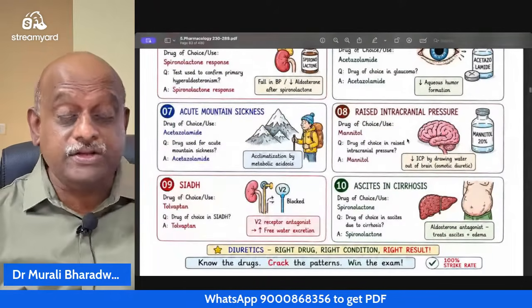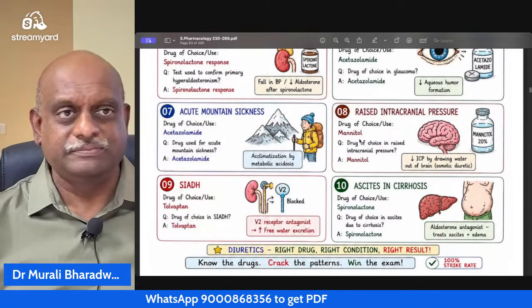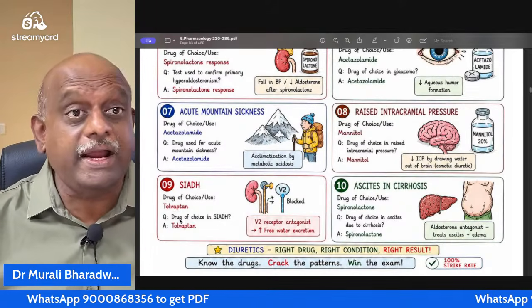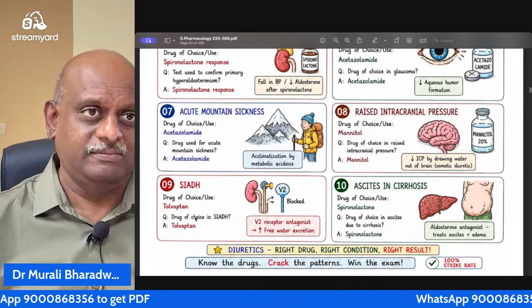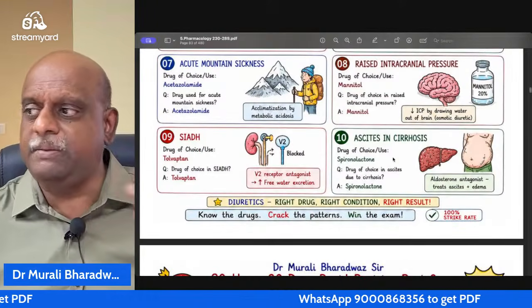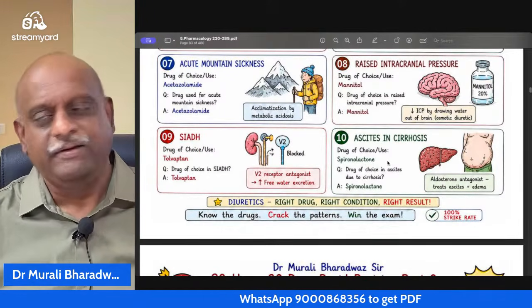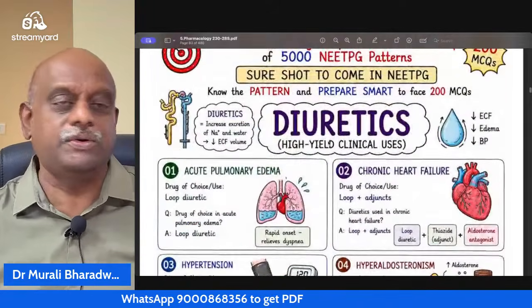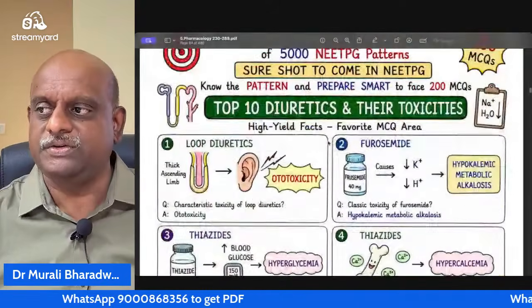So, raised intracranial pressure, we give mannitol. In SIADH, we give tolvaptan, an ADH antagonist. Similarly, whenever there is ascites in a patient with cirrhosis, we give spironolactone. So these are the indications of diuretics, don't forget.